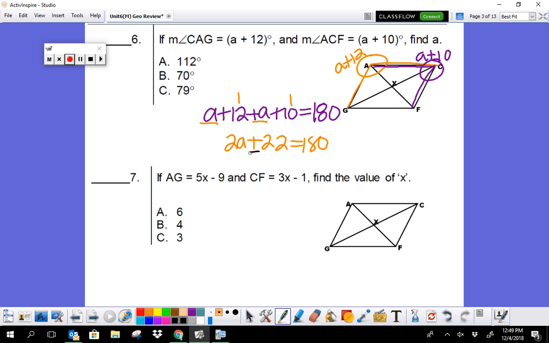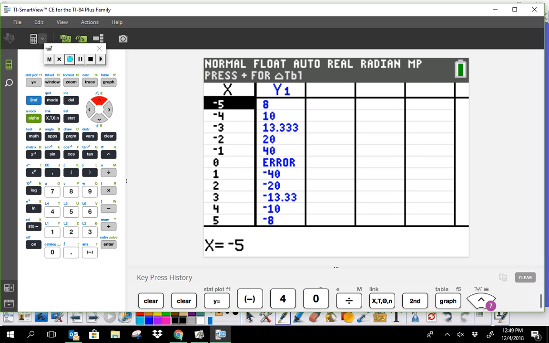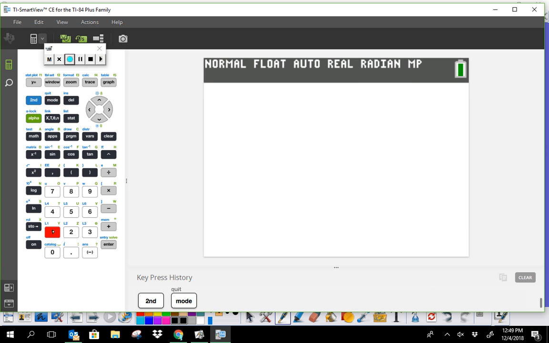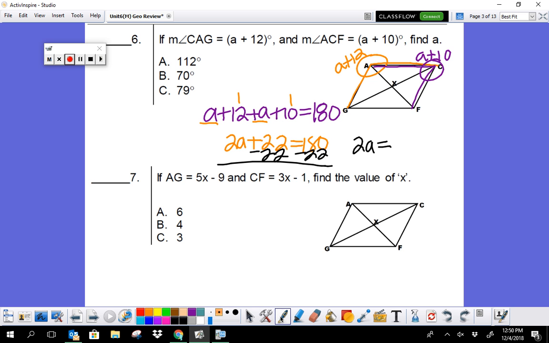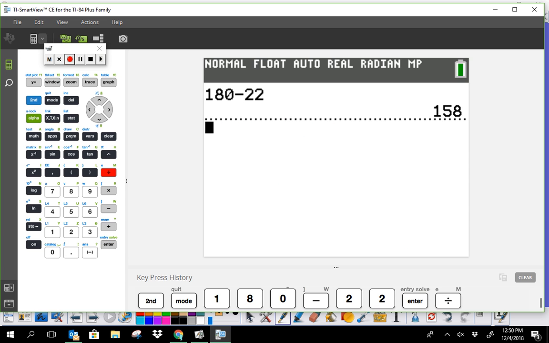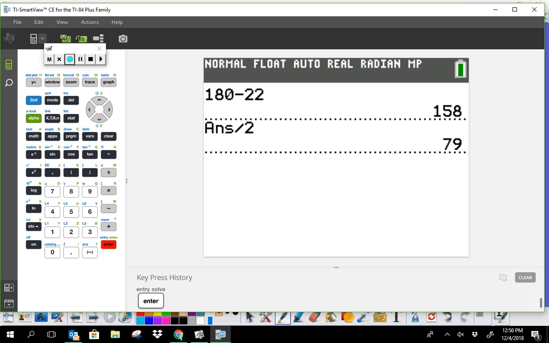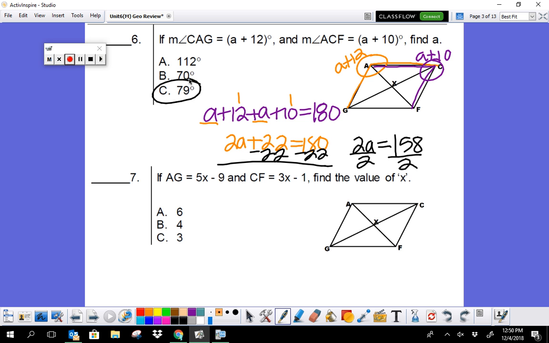I'm going to subtract the 22. So that gives me 2A equals, I'm going to pull up my calculator. So 180 minus 22 gets me 158. And then we have to divide by 2 to figure out what A is. So I'm going to go to my calculator, divide that number by 2, and we get 79. So C.